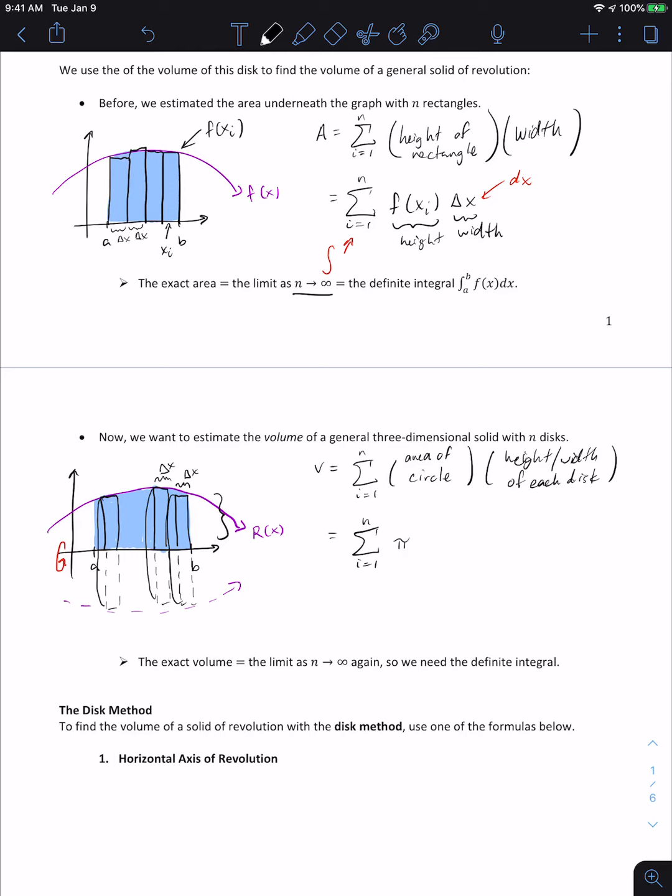The radius of one of these disks is going to be r of x, or r of xi, depending on where we put that xi. Say this was xi. So pi r of xi, whatever our radius is, squared, times the width of each one of these pieces. Just like with the rectangles, the width of each disk is delta x. So adding up n many, say 5 or 6 of these disks, would give us a good estimate for the volume of the revolution. Adding up infinitely many of these disks gives us the exact value for the volume of revolution.